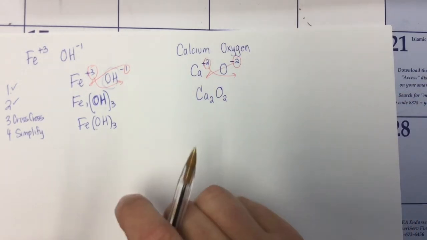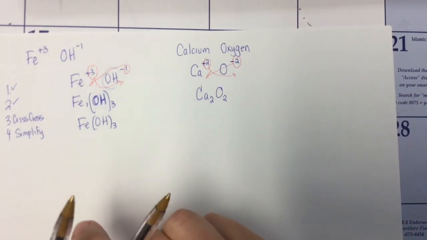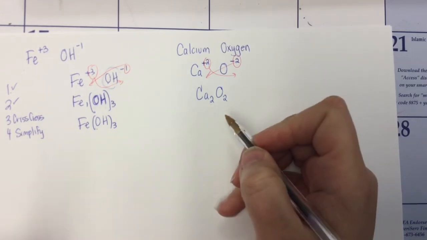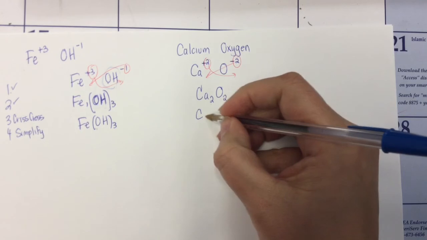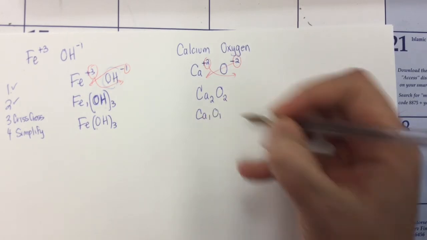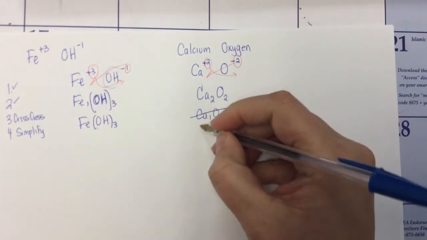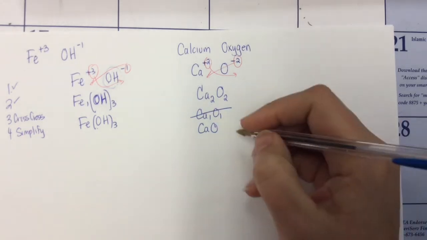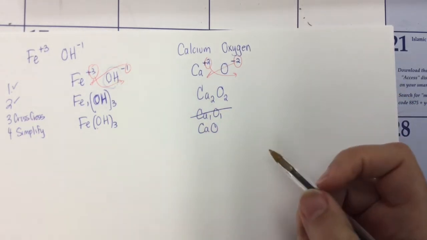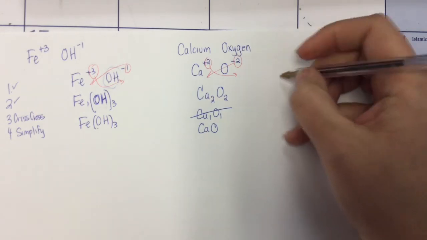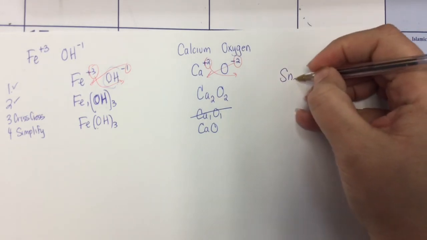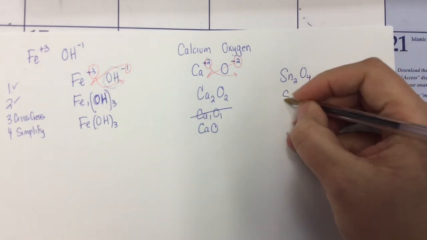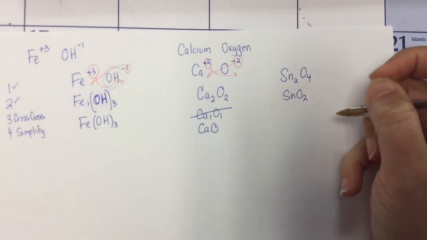Now, fourth step is to simplify and reduce or remove 1s or add parentheses. I have a 2 and a 2. I can easily reduce that down and it would be a Ca1 and an O1. We don't write 1s, so it's just CaO. All right, makes sense? You can do that. Let's say we had something like this, Sn2O4. We could reduce it down and it would be just SnO2.